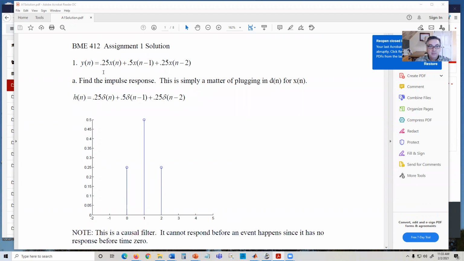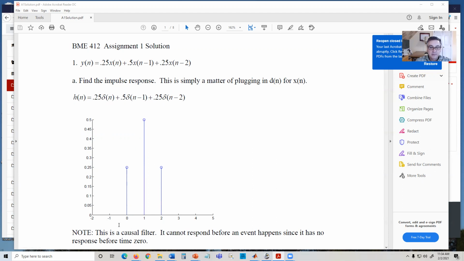The first problem was simply given an input-output relationship. Notice that the output depends on the sum of the input at different times. That makes it a linear system. The first thing, find the impulse response, basically says the impulse response is just what we get if the input is a delta. So you substitute a delta for the input x, and you get that, and it basically would look like this.